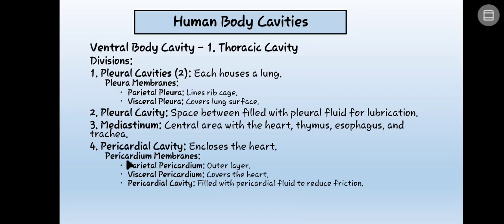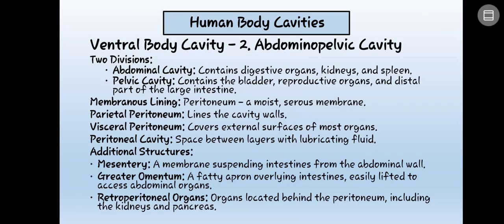Which cavity are we talking about? The pericardial cavity. Okay, and when you see visceral pericardium, we are talking about a membrane that is surrounding the heart as an organ itself. And then within this pericardial cavity, we have a fluid there. We call it the pericardial fluid. And within the pleural cavity, we have a fluid we call the pleural fluid.